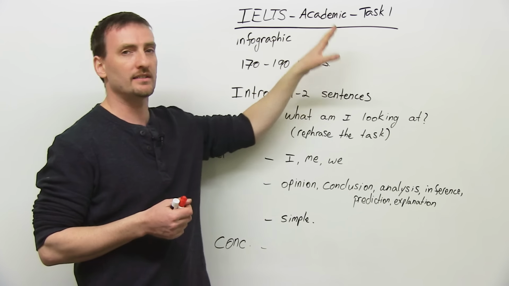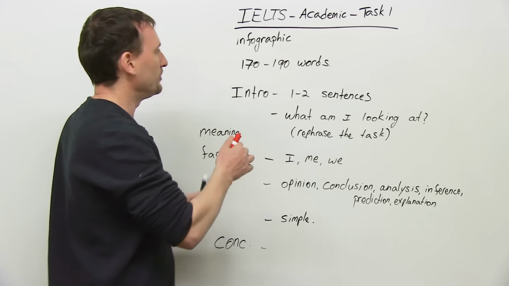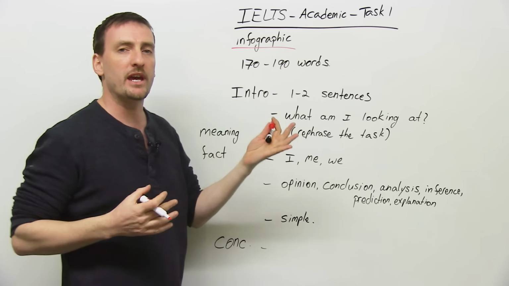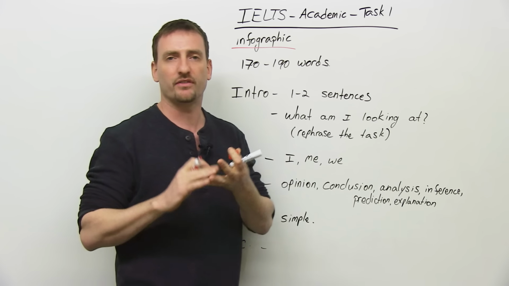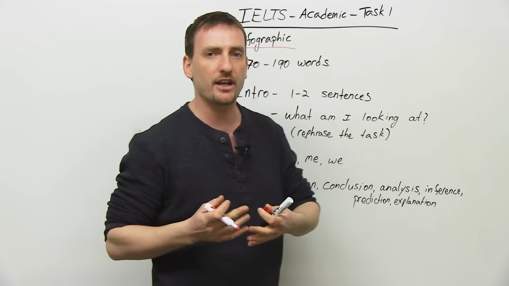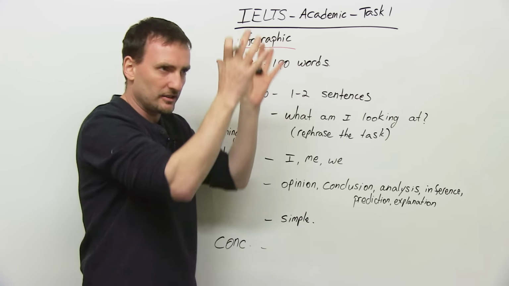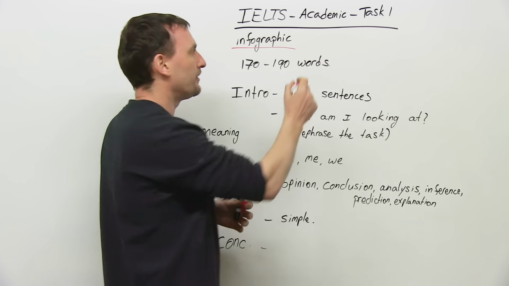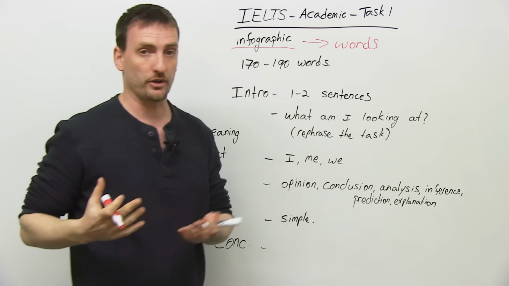IELTS Academic Task 1. What does this task ask you to do? It asks you to look at an infographic. What is an infographic? Information graphic. It's going to give you a bar chart, a graph, a diagram, a pie chart, a table, all kinds of things. It's going to ask you to take this graphic visual with whatever information is in it, convert it into words and sentences. Okay, very straightforward.